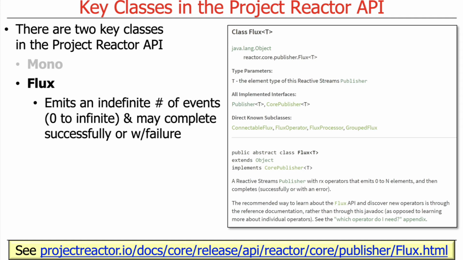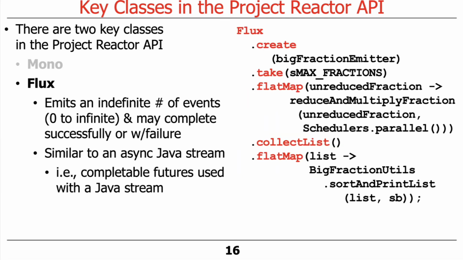The next kind of class we're going to talk about is the Flux. And this is the one that can emit an indefinite number of events, either 0 to infinite, and may or may not complete successfully. It could fail, it could succeed. It all depends. And it's very similar to an asynchronous Java stream. It's kind of like combining completable futures with a Java stream, except it's a little bit better thought out than that combination because they really weren't completely designed to work together, although they do work together nicely.